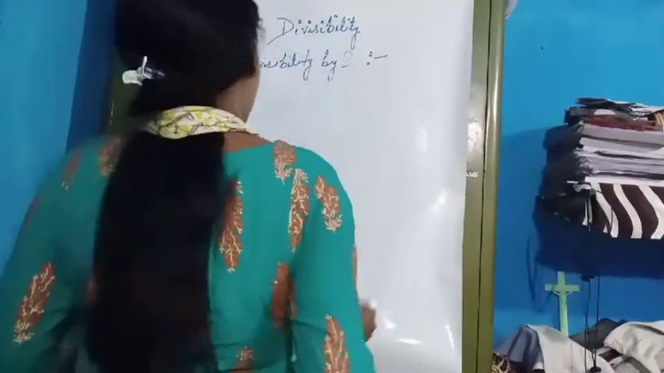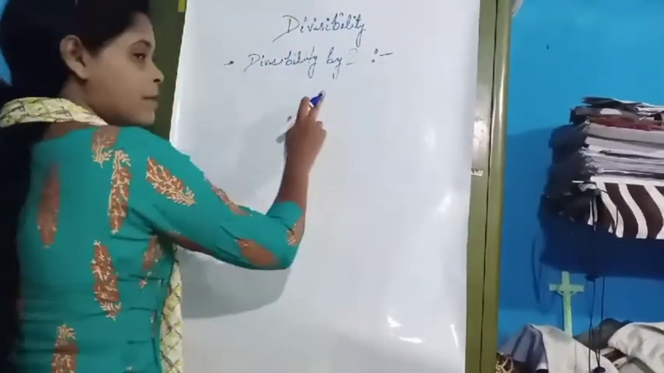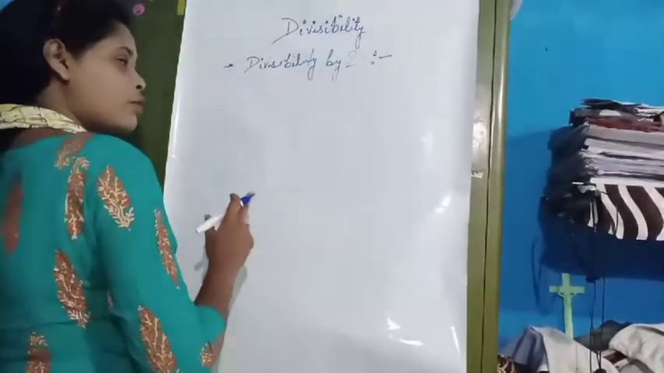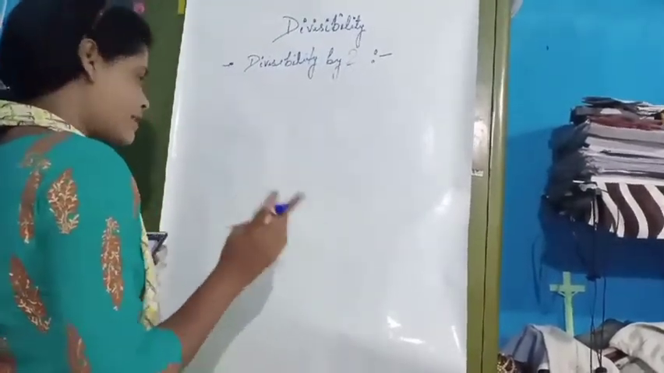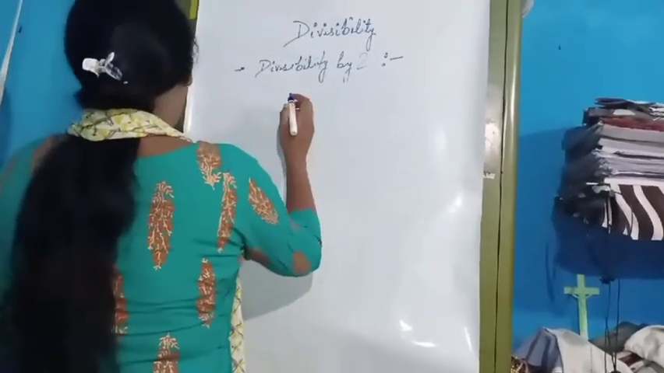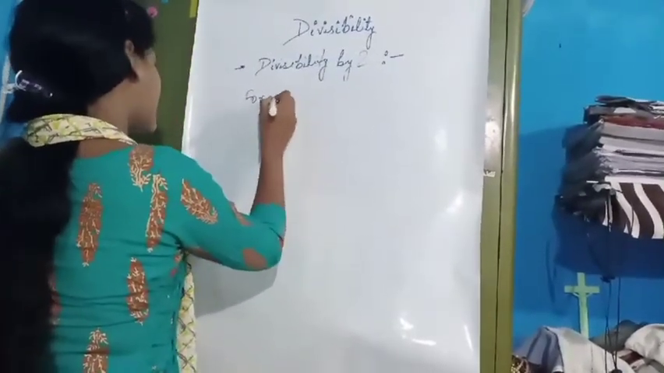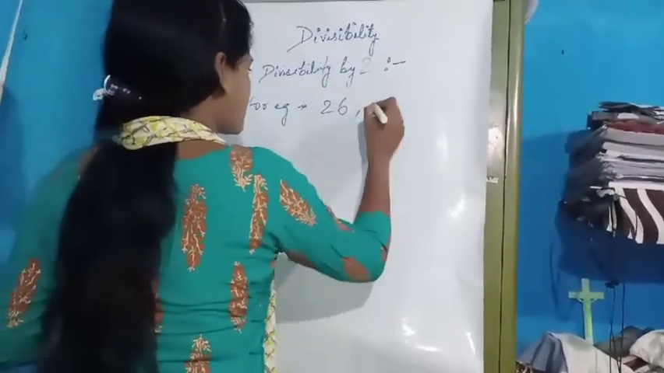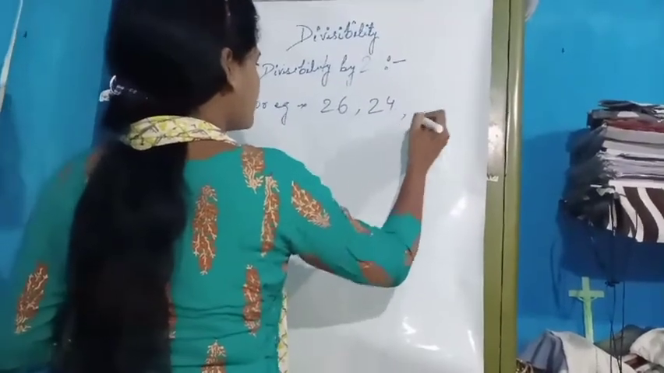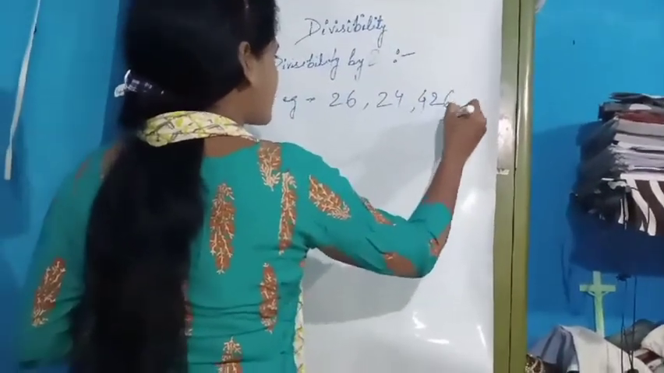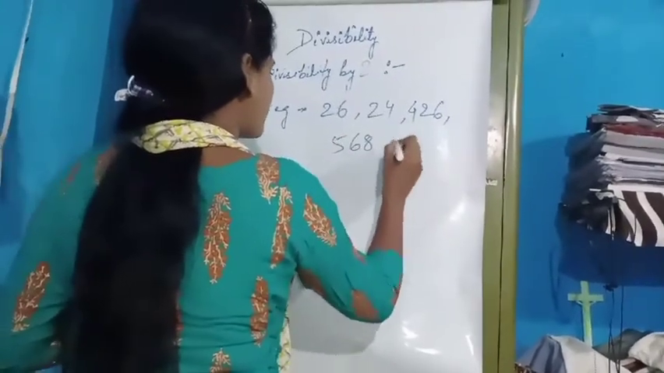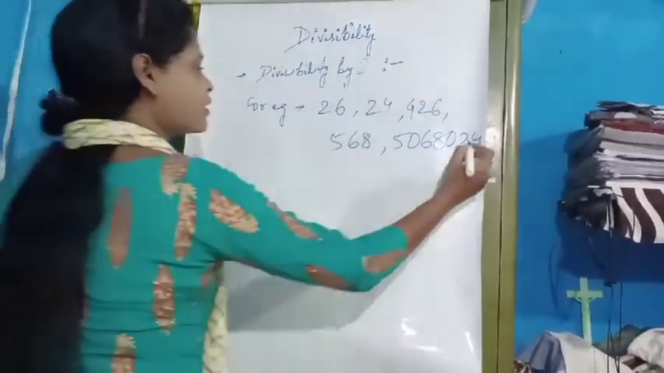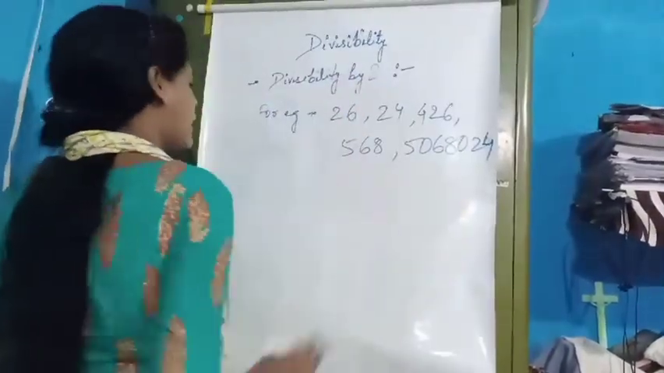Now let's see divisibility by 2. A number is divisible by 2 when its units digit is 0, 2, 4, 6, 8. That is an even number. For example, you can say 22, 26, 24, 426, 568, 506, 8024. These all numbers will be divisible by 2.